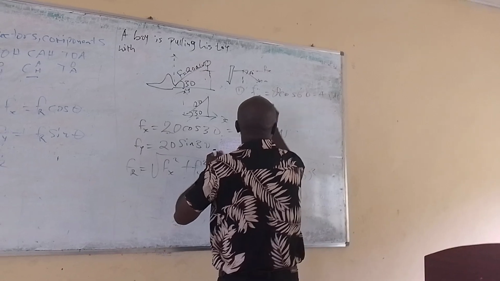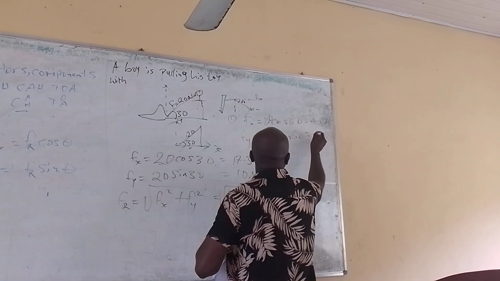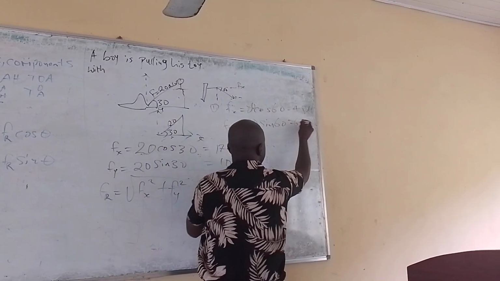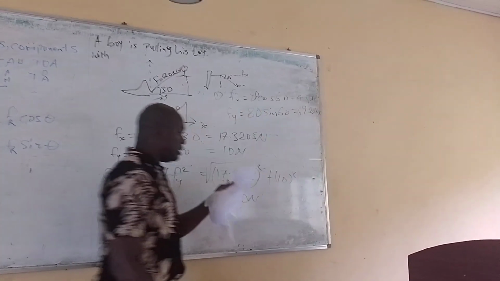Then Fy is equal to what? You use the same thing, 80 sine 60, which is what? 80 sine 60 will give us 69.28 Newton. Okay? 69.28 Newton.